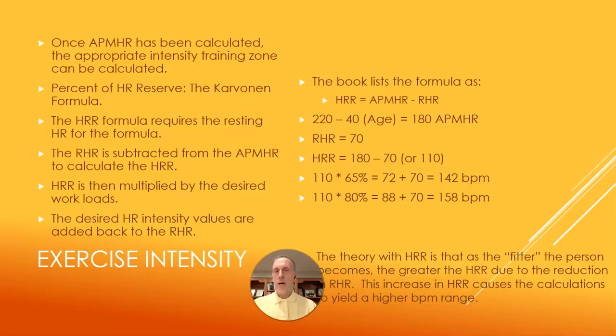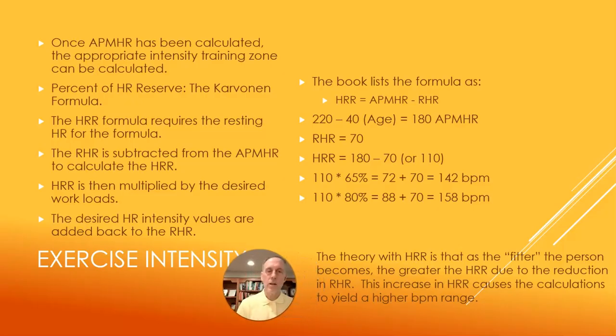When we get into calculating age predicted maximal heart rate, then we can start getting into heart rate reserve, the Karvonen formula. The HRR, heart rate reserve formula, requires a resting heart rate for the formula. The resting heart rate is subtracted from the age predicted maximal heart rate to calculate heart rate reserve. Heart rate reserve is multiplied by the workloads, and then the desired heart rate intensity that you have are added back into the equation. So it's kind of quirky where you have to do two calculations to get there.